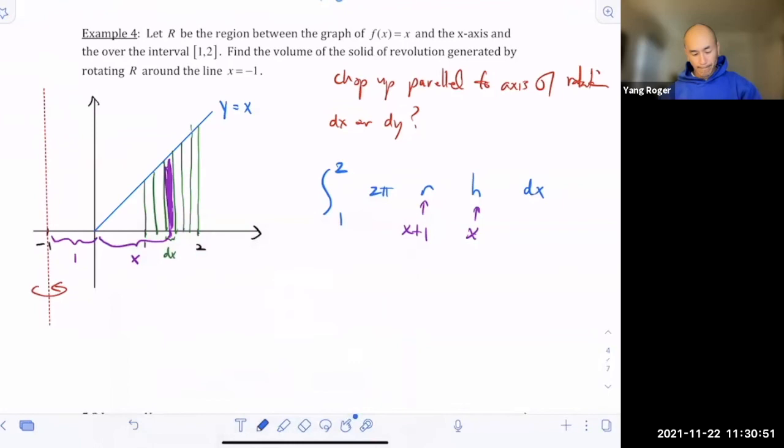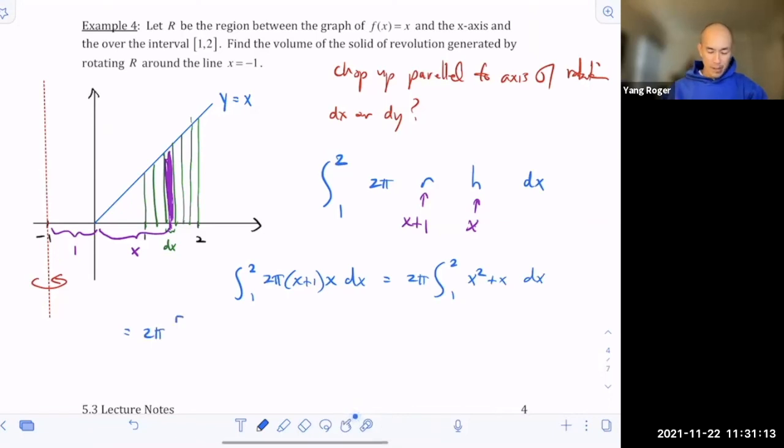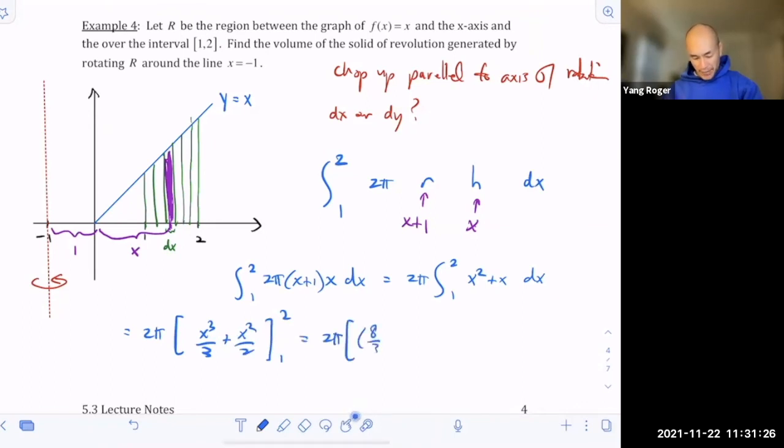So this problem now becomes the integral from 1 to 2 of 2 pi times x plus 1 times x dx. That's equal to 2 pi times the integral from 1 to 2 of x squared plus x dx. It's going to give us 2 pi times x cubed over 3 plus x squared over 2 from 1 to 2. It's going to give you 2 pi times 8 over 3 plus 2 minus 1/3 plus 1/2 units cubed.